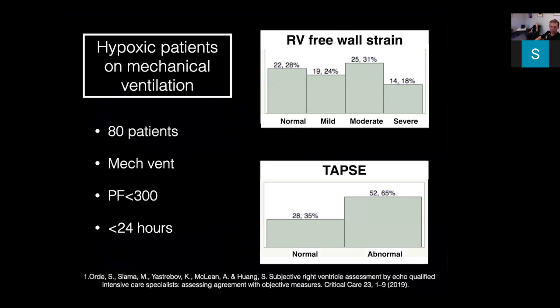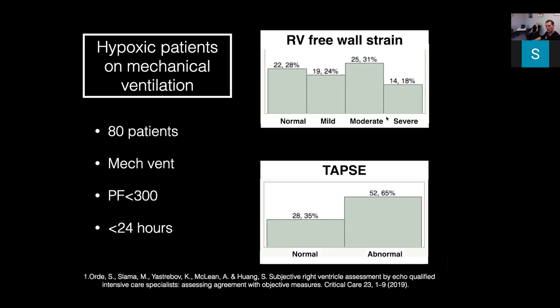Okay, what about ventilation? So we did a study just trying to have a look at that subjective estimate versus the strain and how it matched up with conventional and the speckle tracking. And what we could see is that we looked at 80 patients who were just a bog standard bunch of patients from mechanical ventilation who had a PF ratio less than 300, so a fairly heterogeneous group. And we saw that they had abnormal TAPSE in 2/3 of them.